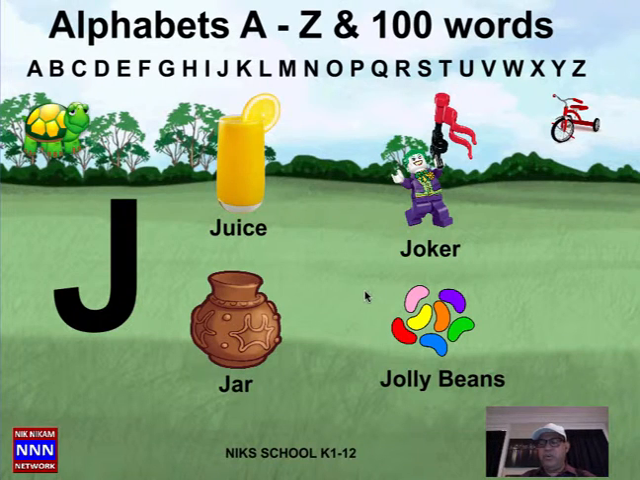Like a joker, you know, in a circus, he's playing with all these balloons and all these things. That's a joker. This is a jar. This is a jar where you can put dry flowers or you can put some money and make it a money jar. You keep it in your living room. Ah, jolly beans. Oh, they look so sweet. Would you like to have some jolly beans? Do you like jolly beans?